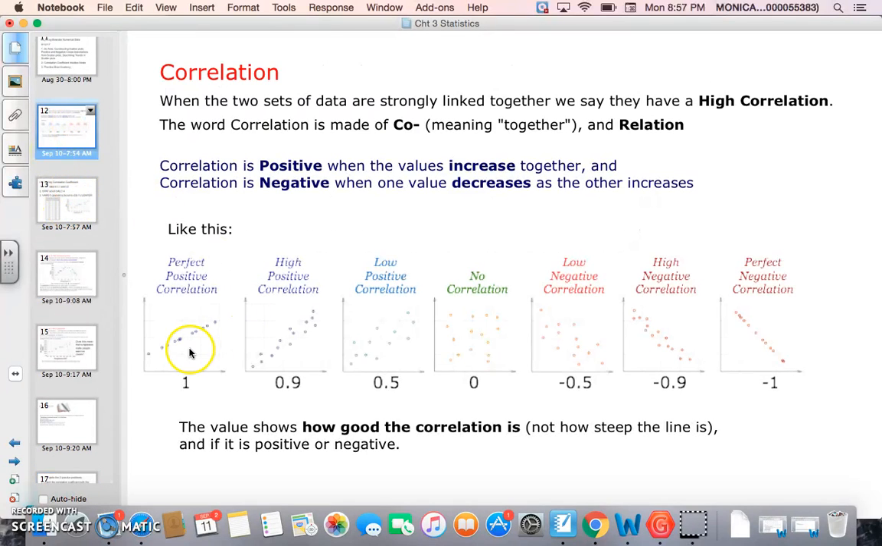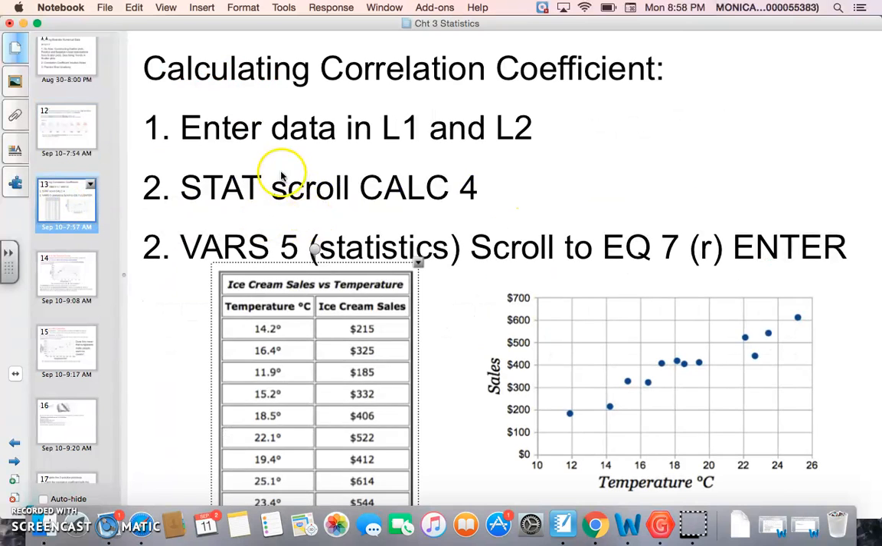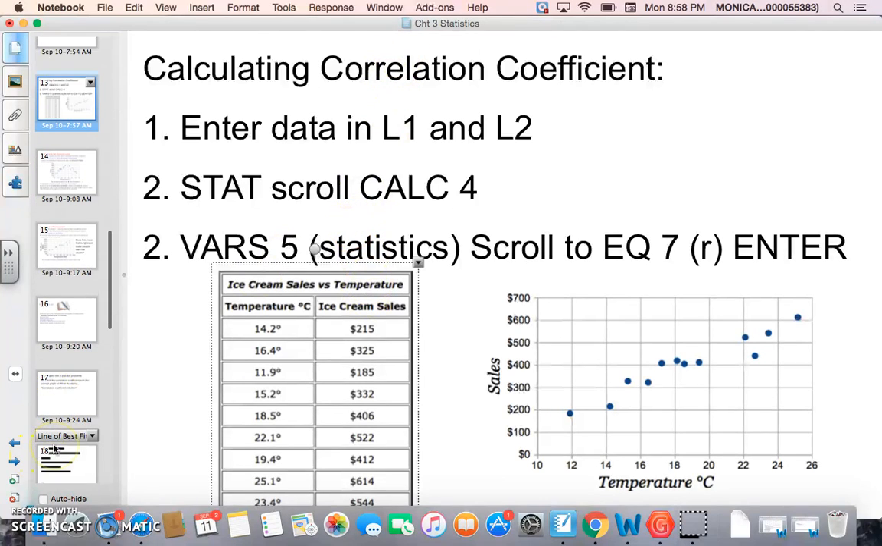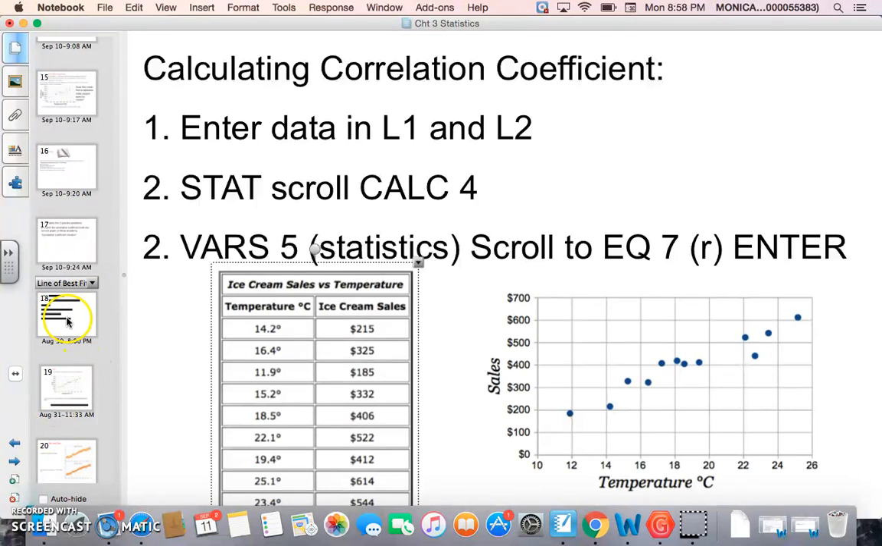Again, it is going to tell you how strongly related the data points are, whether they're positive or negative. And you calculate it by entering the data in a list. You're going to need an L1 and L2. And then you hit Stat, scroll to Calculate, 4. That'll give you the equation for the line, the linear regression line. And then you use that to calculate the correlation coefficient, how related those two are. So again, you're going to need this information to answer the 3 practice problems on the back.